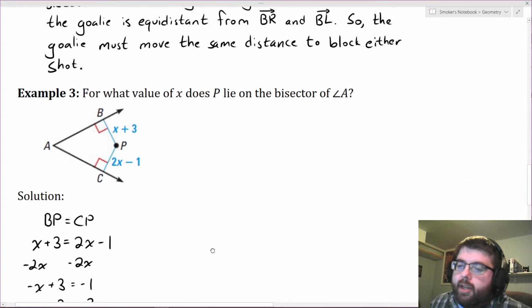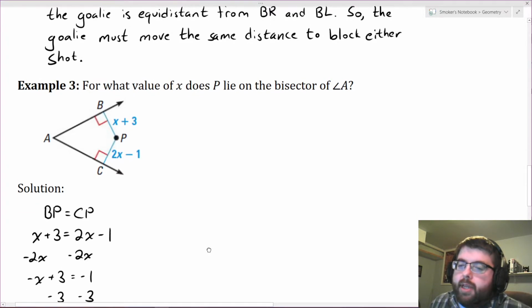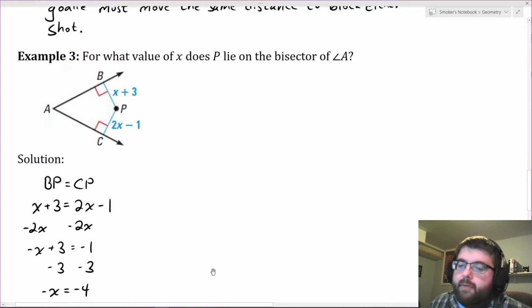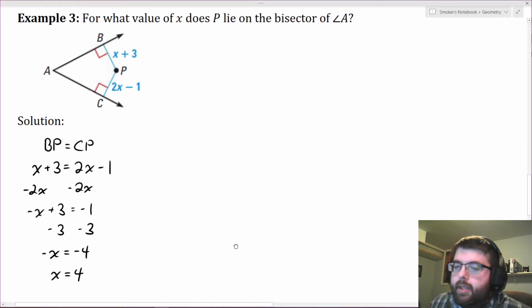Subtract 2x from both sides, we get negative x plus 3. Subtract 3 from both sides, you get negative 4. Multiply both sides by negative 1, or just drop the negatives, however you want to do it. You get x equals 4. That's the answer.